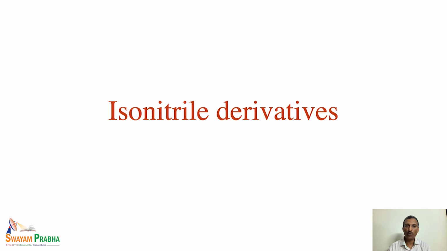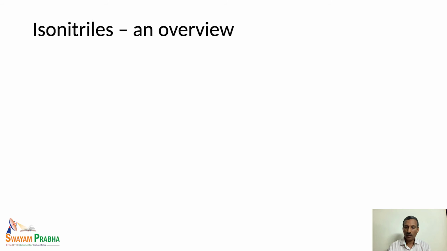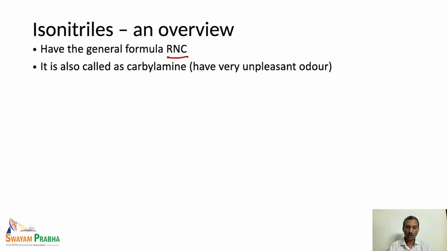Let us move on to the next topic, that is the isonitrile derivatives. Let us start with our overview of the isonitrile. Isonitriles have a general formula R-NC, and are also called carbylamine compounds. They have a very unpleasant odor.